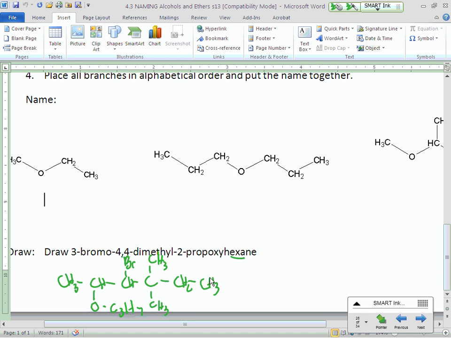So we've got these alkoxy groups that we use just as branches. Okay? All right. So that is, I'm going to clear this screen before I move on.